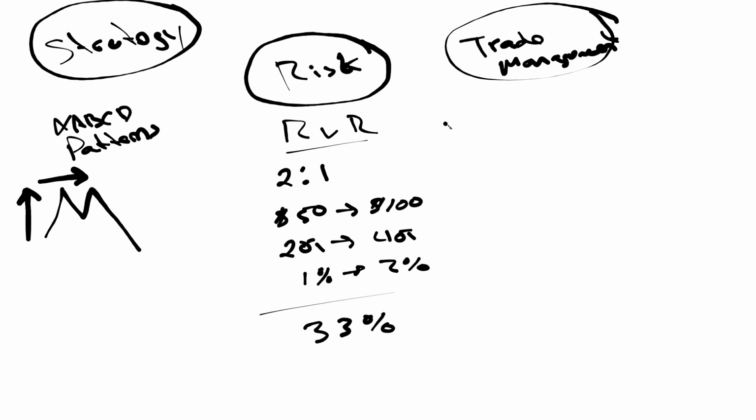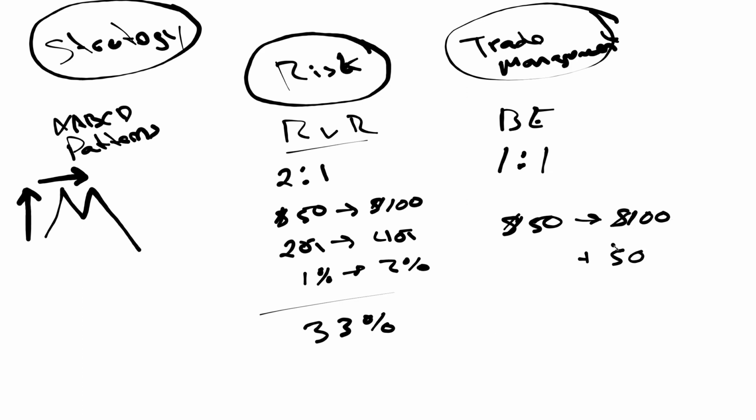Your trade management is going to be like, let's just say we're going to move to break even at a 1-to-1. Okay, so for instance, if we were taking a trade and we were risking, say $50, we'll use that same example, to make 100, then once we're up 50, right, once we're plus 50, we're going to move our stops at that point to break even. Okay.